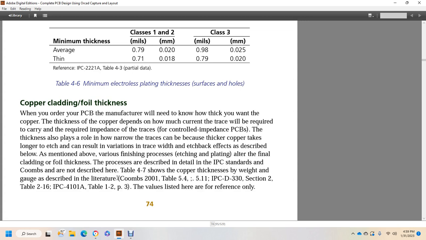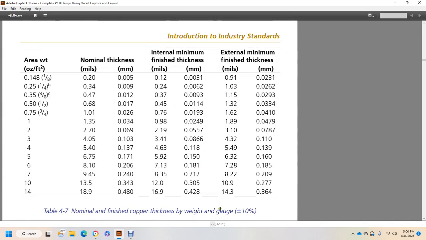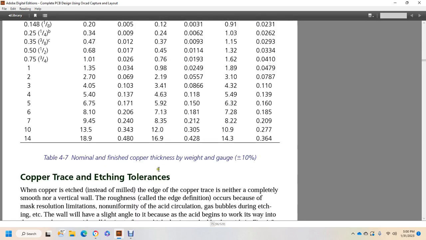The IPC standard and Coombs are described in Table 4.7, which shows the copper thickness, weight, and gauge as described in the literature, as in Coombs 2001, table 5.4, 5.11, IPC D33, section 2, table 2.16, IPC 4101A, table 1, 2, page 3. Values listed here are for reference only and show the nominal finished copper thickness, weight, and gauge, in ounces per foot squared, nominal thickness, internal minimum finished thickness, and external minimum finished thickness.